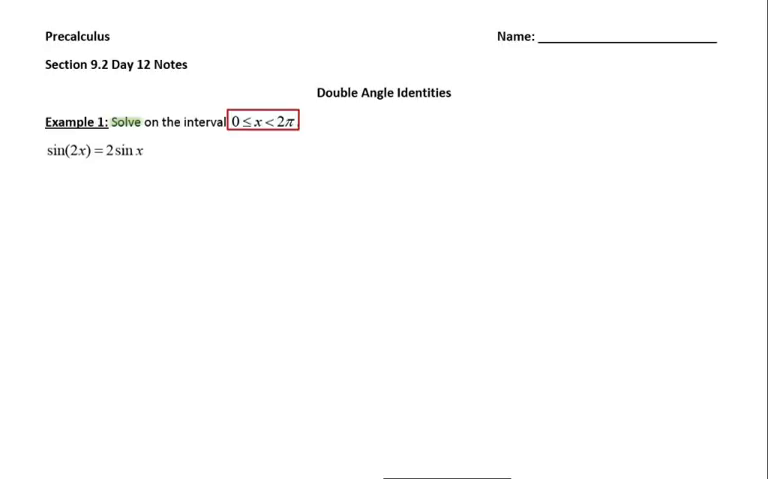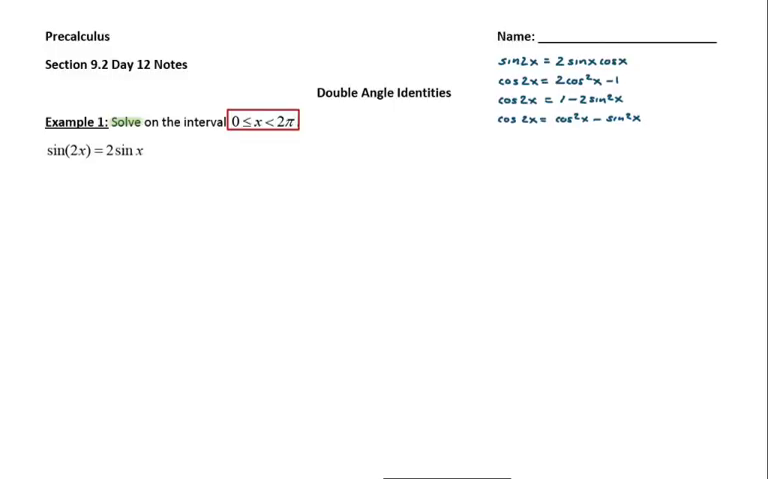So just to refresh on our double angle identities, the double angle identity for sine of 2x is 2 sine of x cosine of x. And for cosine of 2x, or cosine of 2 theta, or 2u, or cosine of 2 times any angle variable, there are 3 different ones. One of them is 2 cosine squared of x minus 1, or 1 minus 2 sine squared of x, or cosine squared of x minus sine squared of x. All 3 of those would work.